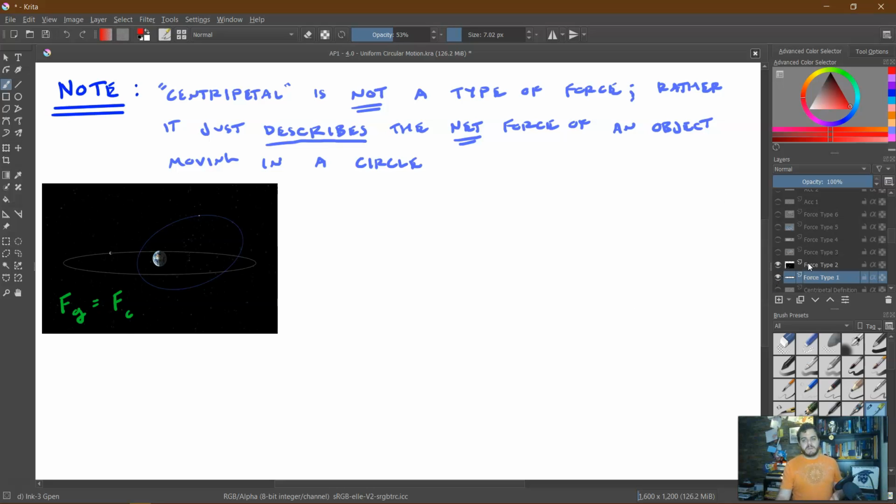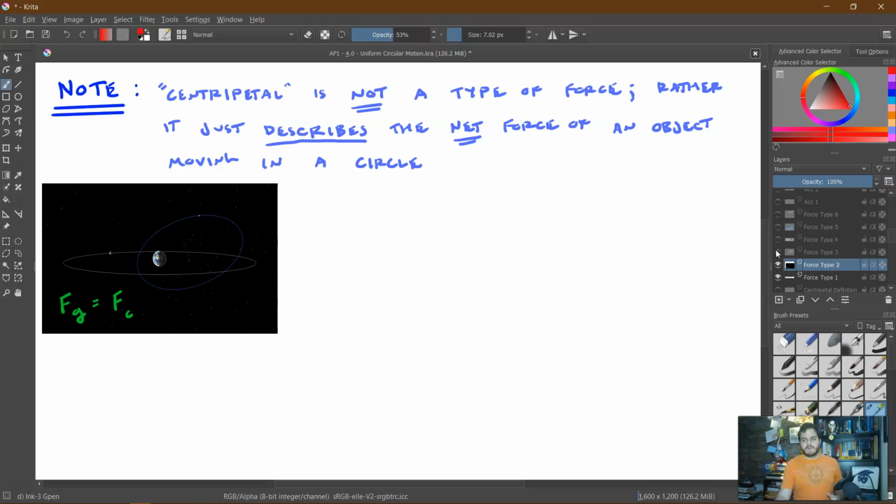So first off, let's talk about the gravitational force. Well, if you've ever looked at any sort of picture of orbits, like the moon orbits the Earth in a fairly circular orbit, and in doing so, the net force on it is towards the center. That is the gravitational force pulling it in towards the Earth. That is also the centripetal force because it is moving in a circle.